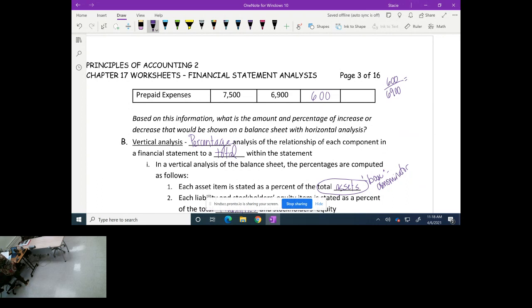I must have used the wrong number. Okay, so I get 0.08696. So multiply by 100, get your percentage, and it's 8.70. So we have an 8.70 increase. It may say 1 decimal place, it may say 2. I think that's a 6. No wonder I couldn't read it. Made it look like a 0. All right, y'all good so far? Okay, because we're gonna kind of go through this quick, but it's not hard. You're just plugging numbers in.